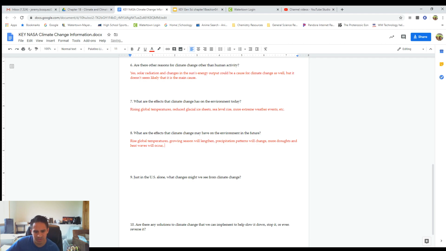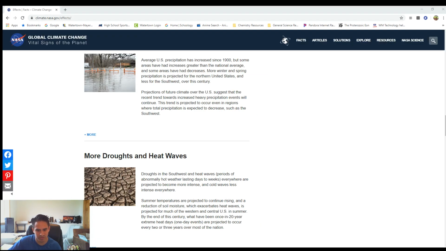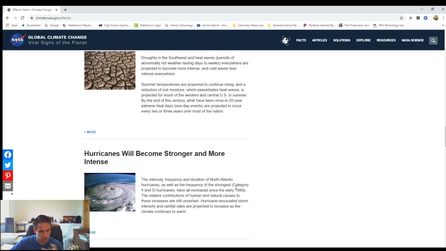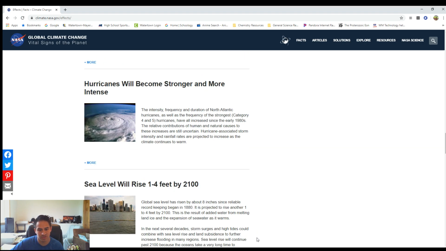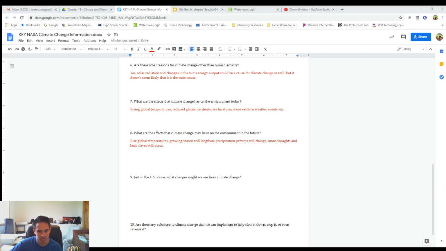And then this was just like one more. There was a bunch of them here, so let's put one more. Hurricanes will become stronger and more intense. Okay, so let's put that down too. So hurricanes will become stronger and more intense. Let's put etc. because there's more. So rising global temperatures. There we go.